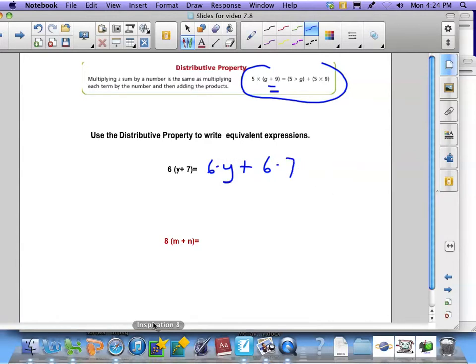Down here, 8 times m plus n is 8m plus 8n. And up here we could have looked at that as 6 times y is 6y, plus 6 times 7 is 42. So in the distributive property, you give the multiplication out to each of the addends.